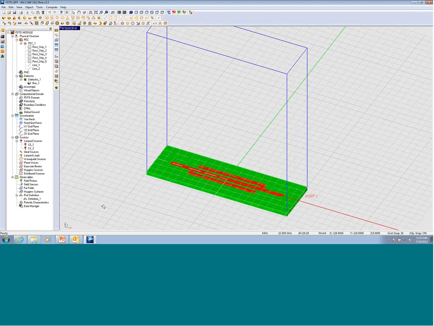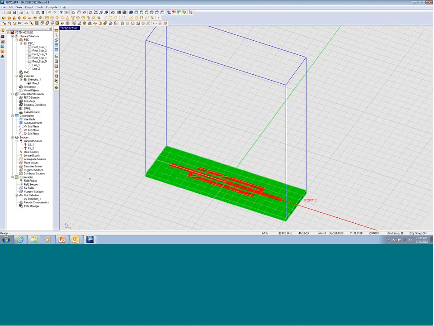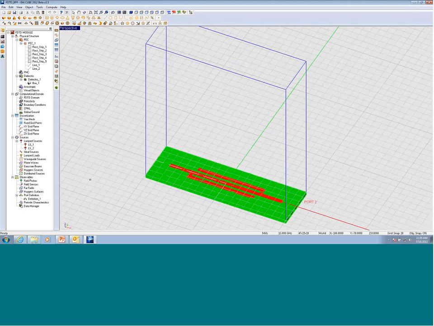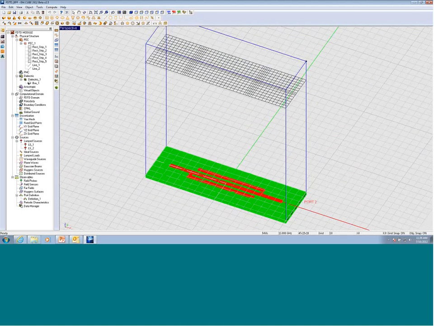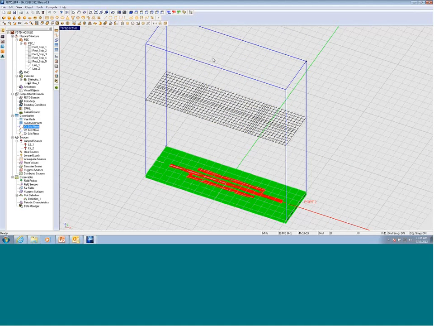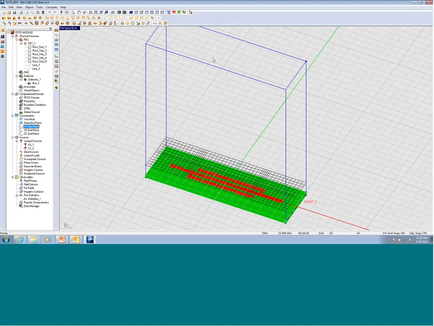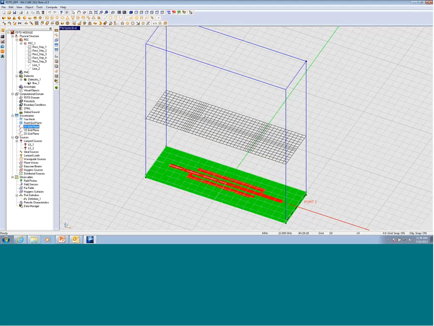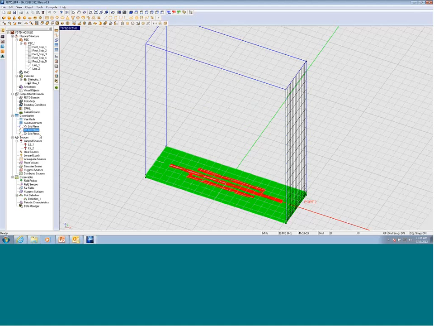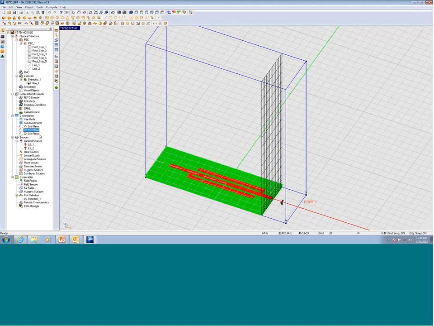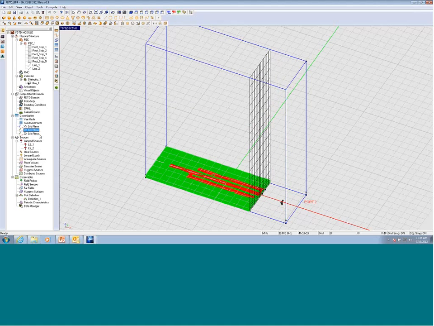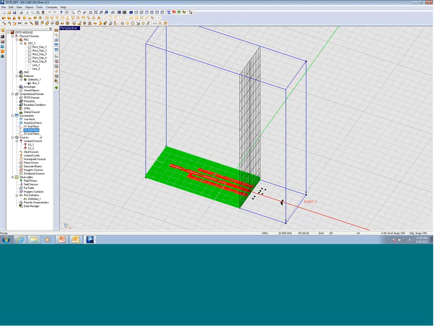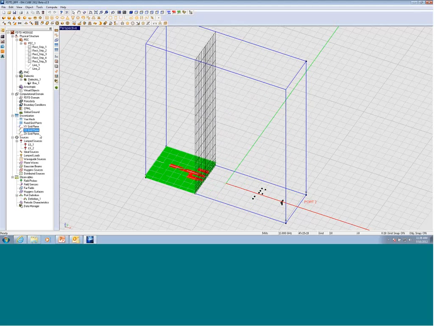And I can look at the YZ. So this is called Mesh Profiler in EM.Cube. You can see the structure of the mesh. And the mesh is very important. It is important to examine the mesh every time before simulation, so we make sure that the mesh is correct. And here you see the profiling.